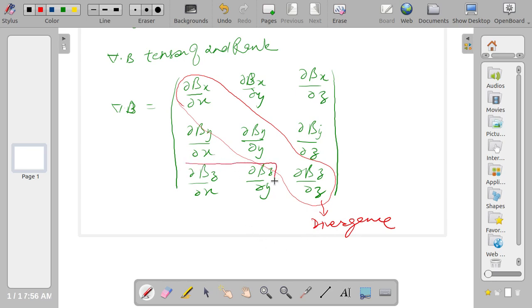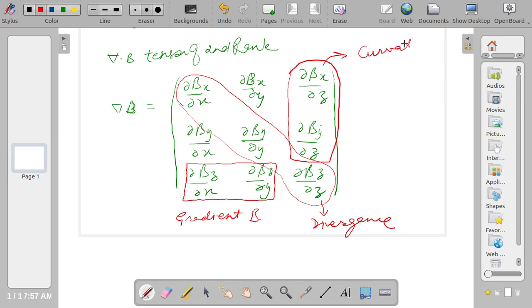If we consider these two terms, curly vz over curly x and curly vz over curly y, and the magnetic field is along the z direction, then these two terms represent the gradient of B. And if I take curly vx over curly z and curly vy over curly z, these two terms will relate to curvature.